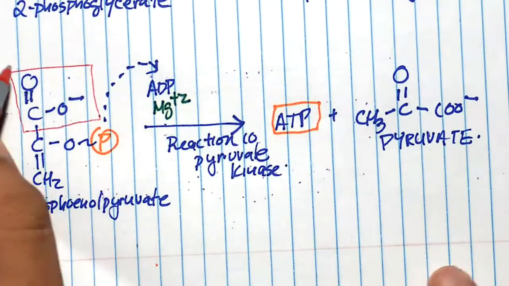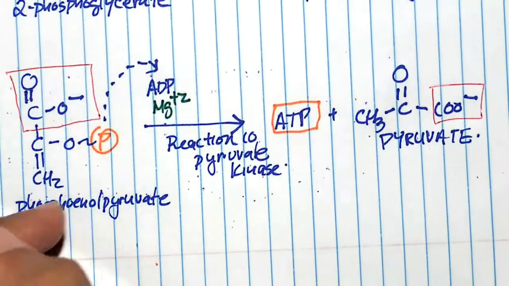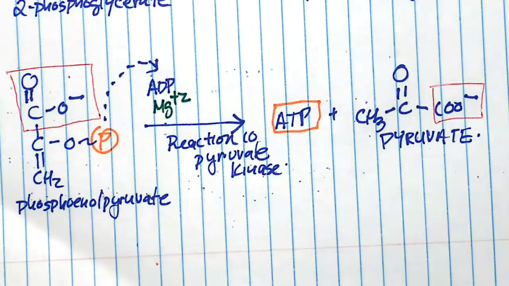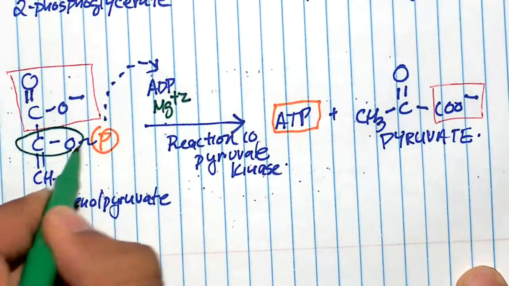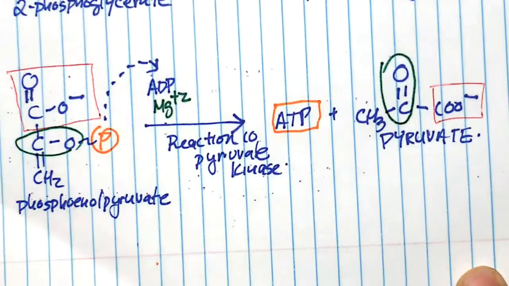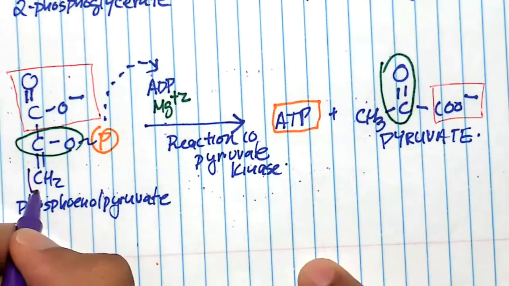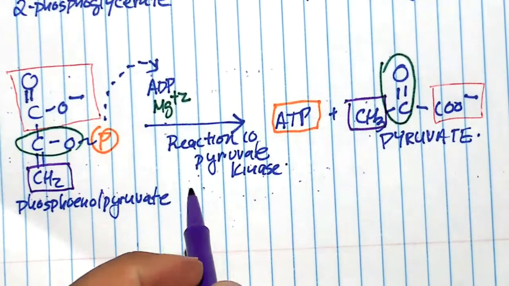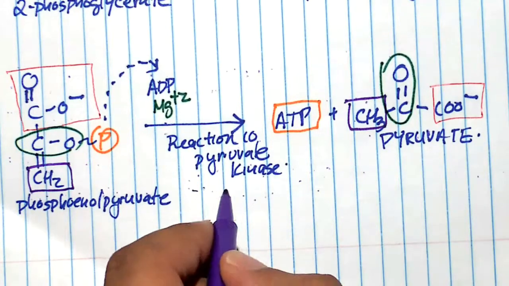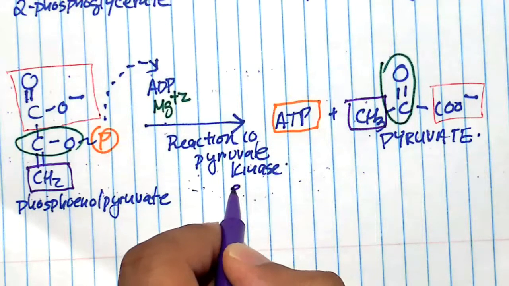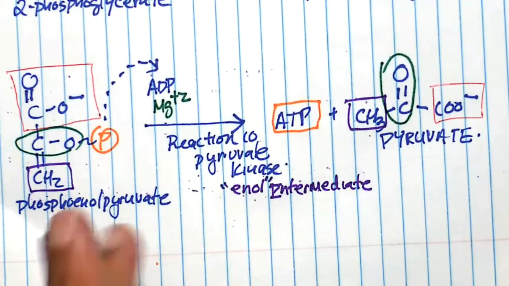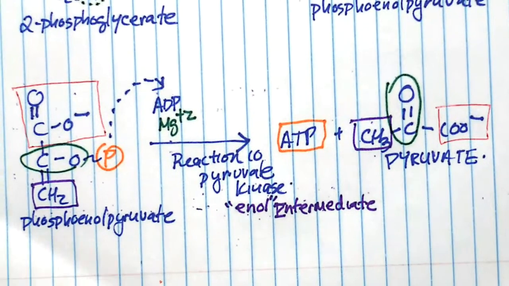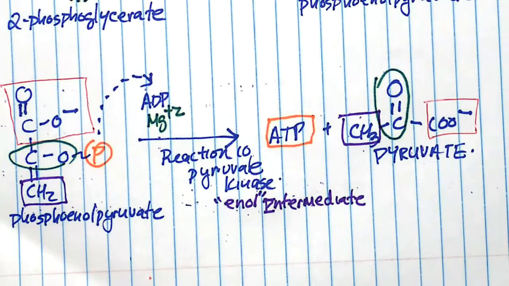So this carboxylate went here, this carbonyl group went here, and this CH2 group went here. It proceeds via an enol intermediate. That is the mechanism for pyruvate kinase, and henceforth that CH2 becomes CH3. So pyruvate kinase goes in one direction.